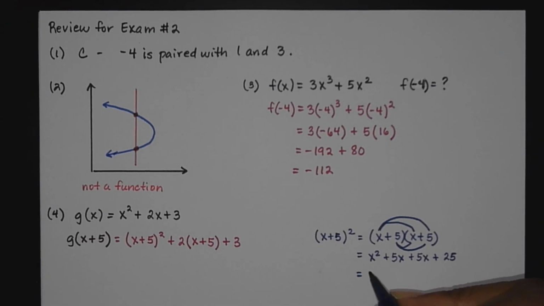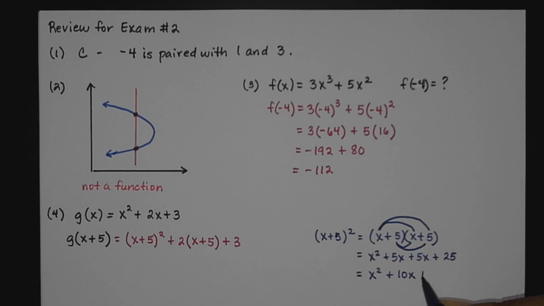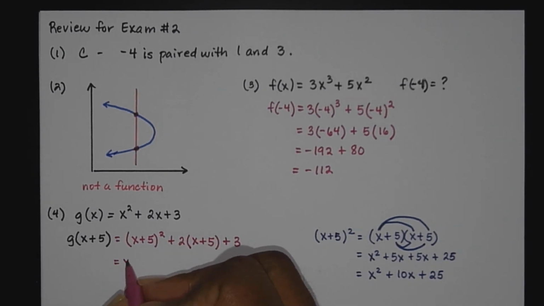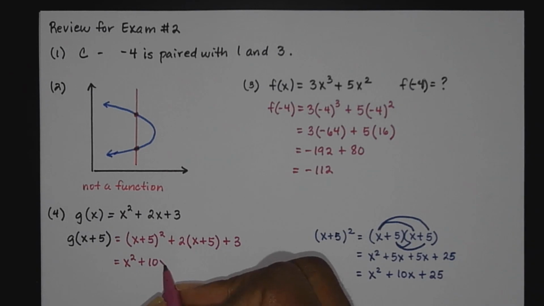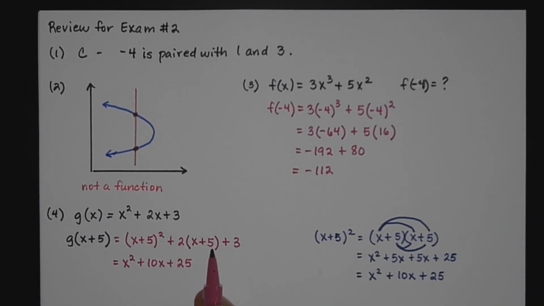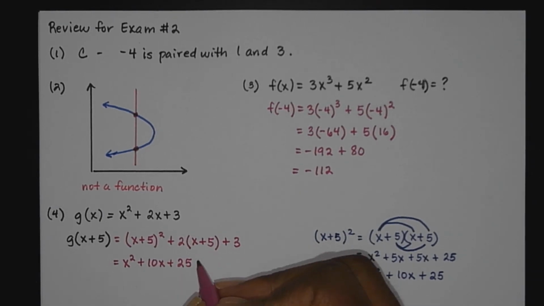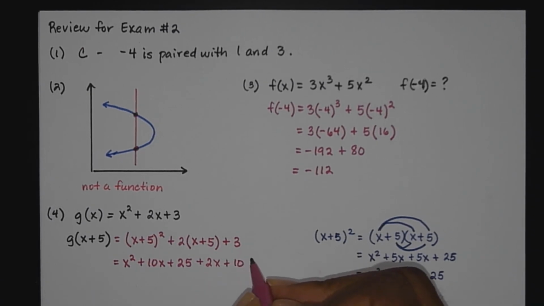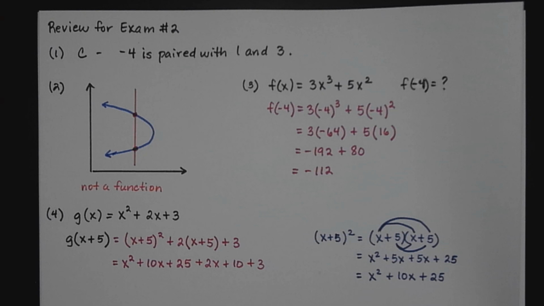And then combine like terms here. You've got x squared, 5x and 5x will be 10x, plus 25. So here, x plus 5 quantity squared would be x squared plus 10x plus 25. Now for the 2 times the quantity x plus 5, I'll use the distributive property. 2 times x would be plus 2x, and 2 times 5 would be plus 10, and then bring down the plus 3.